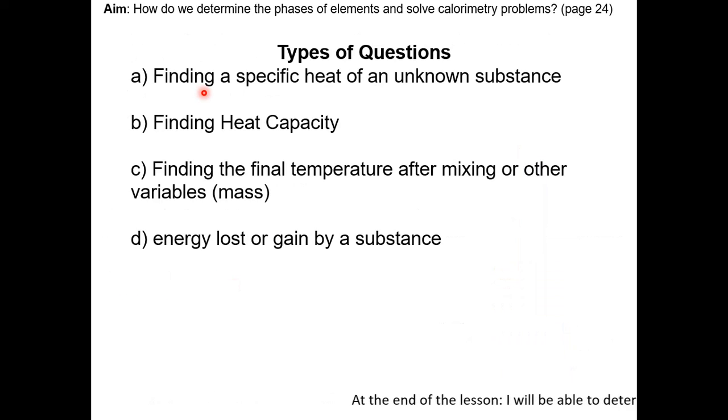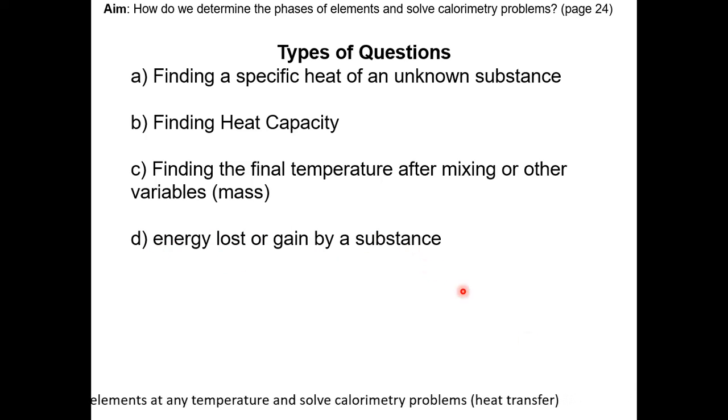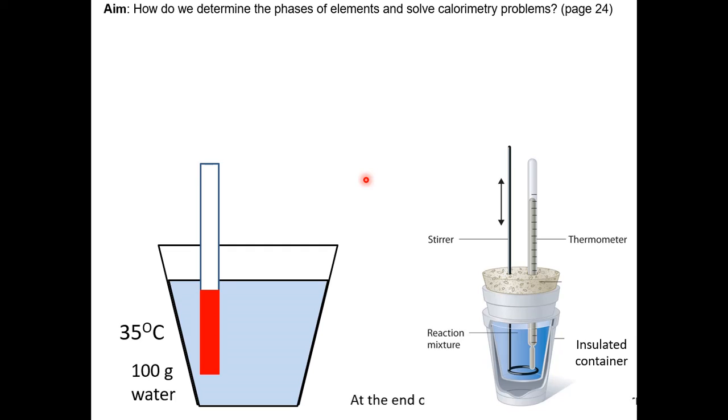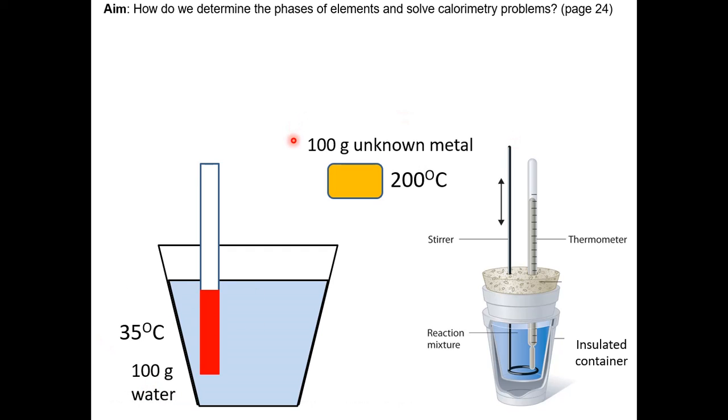There are 4 scenarios regarding calorimetry. The first one is finding the specific heat of an unknown substance. The second one is finding the heat capacity. The third one is finding the final temperature after mixing or other variables. The last one is determining the energy lost or gained by a substance. Here is a typical calorimetry experiment. Let's say you have a cup of water that's insulated. You have 100 grams of water inside the cup that is 35 degrees Celsius. Here's 100 grams of an unknown metal. We're going to heat up the metal to 200 degrees Celsius, and then we're going to drop this unknown metal into the water.